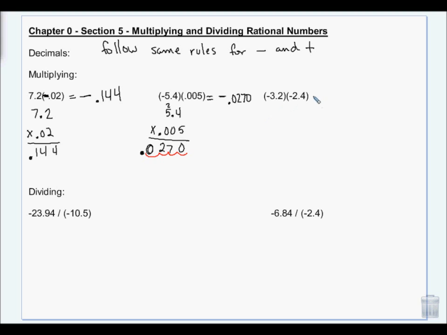Here I have negative times negative, so my answer is going to be positive. So I have 2 decimal places here, so I'm going to have 2 decimal places here.